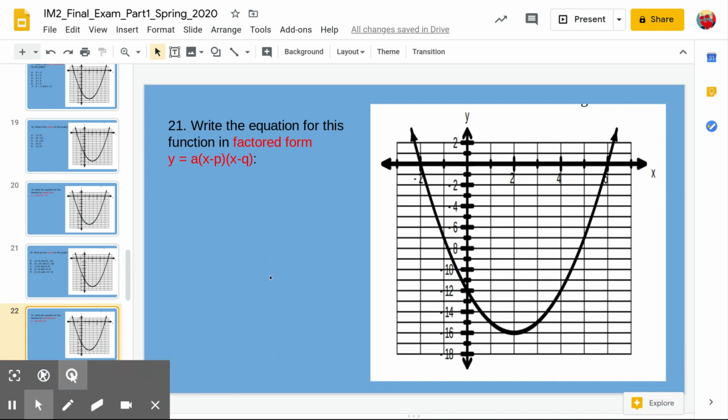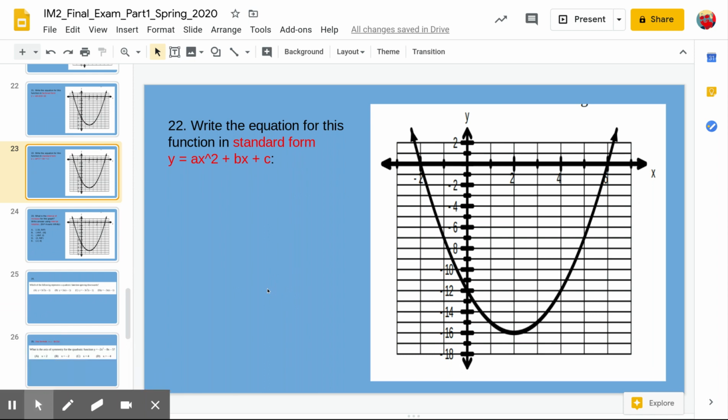Question 21, write the equation for this function in factored form. So that's y equals a times (x minus p) times (x minus q). And I just had the previous question. You had to find the zeros. That should help you with this form as a hint.